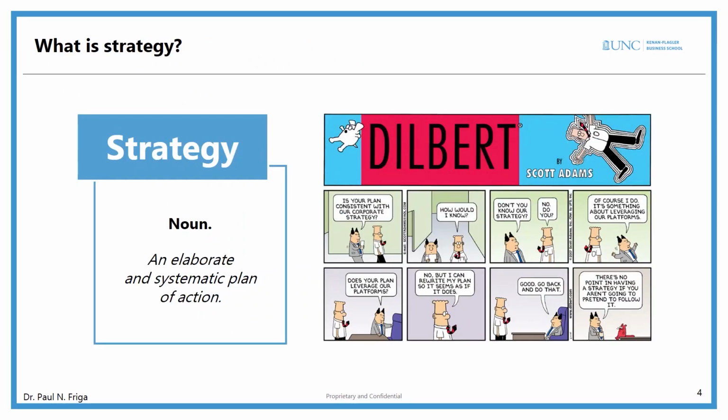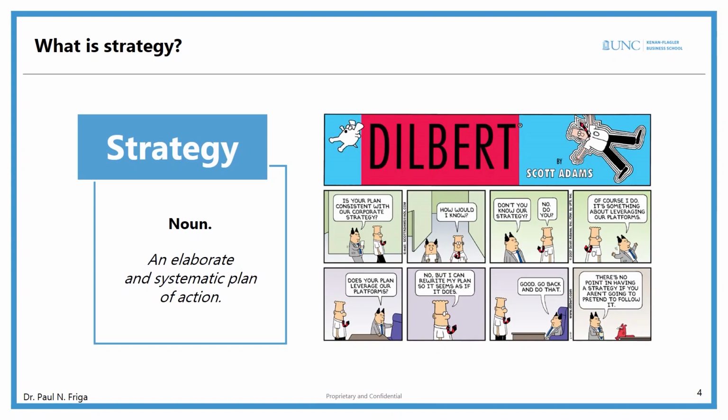What is strategy? Some people roll their eyes when they hear the topic strategy, and for good reason. It's quite often not done well in organizations and has, in general, built up somewhat of a questionable reputation. To me, it's the most important thing you can do in your organization if you do it right. But what is it? First of all, the basic definition of strategy is an elaborate or systematic plan of action. And I'd like to emphasize the word action.